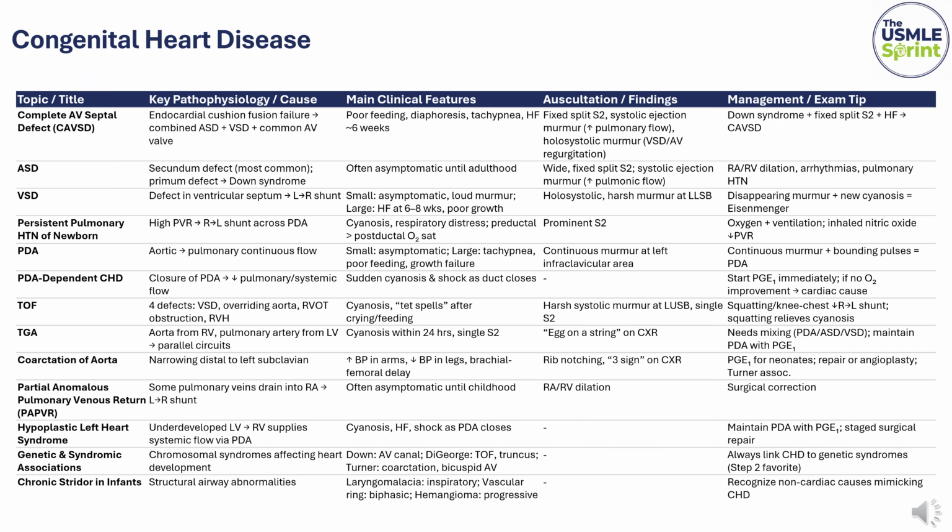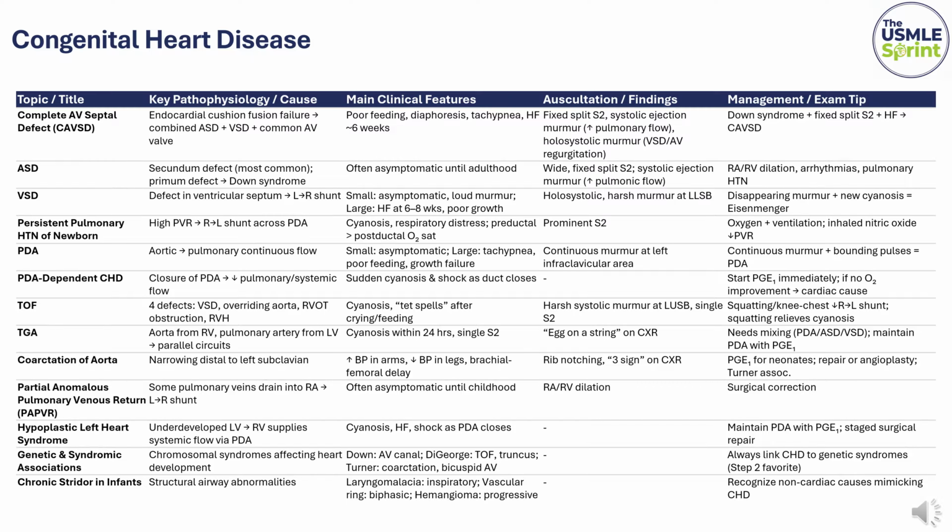On auscultation, you'll hear a harsh, crescendo-decrescendo systolic murmur at the left upper sternal border due to pulmonary stenosis, and often a single S2 because the pulmonary component is soft or absent. Here's an exam giveaway. If a child squats to relieve cyanosis, or if oxygen doesn't help, it's Tetralogy of Fallot.